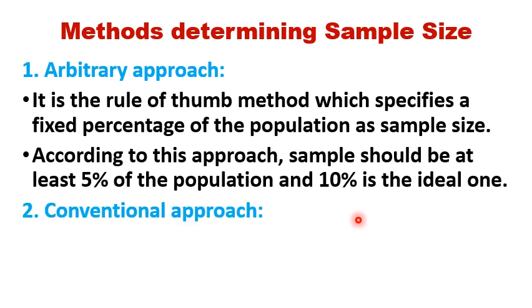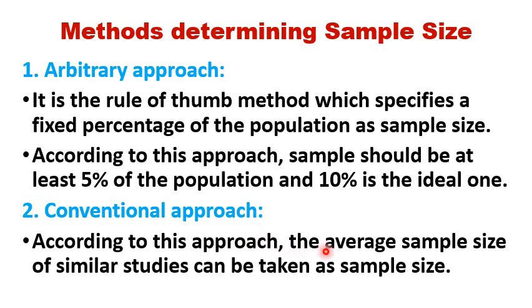Then second one, conventional approach. According to this approach, the average sample size of similar studies can be taken as sample size. So according to the conventional approach, some of the similar studies are taken and the average sample size of these similar studies can be taken as the sample size of our study.